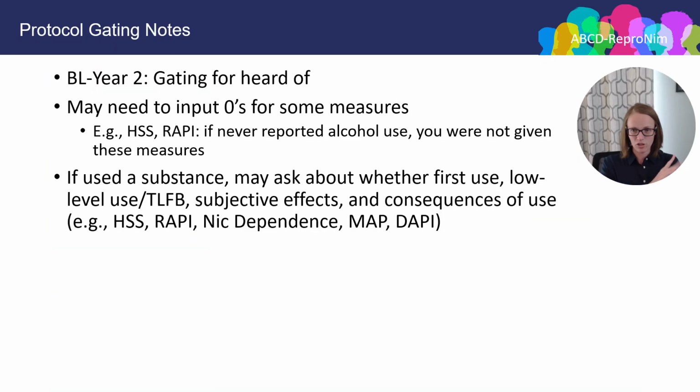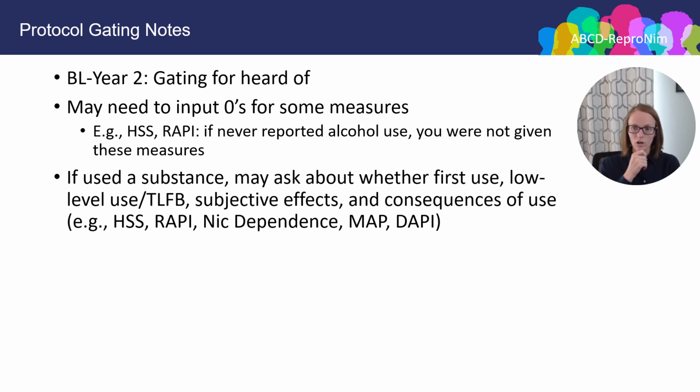So there's a couple things I want to just highlight again. I somewhat mentioned there, but want to make sure you're aware of that become really important as you're trying to code some of this out and run analyses. From baseline to year 2, there is gating for all substances to make sure that the participants have heard of the substance. If a participant has not heard of alcohol at baseline through year 2, they will not be asked any questions about alcohol.